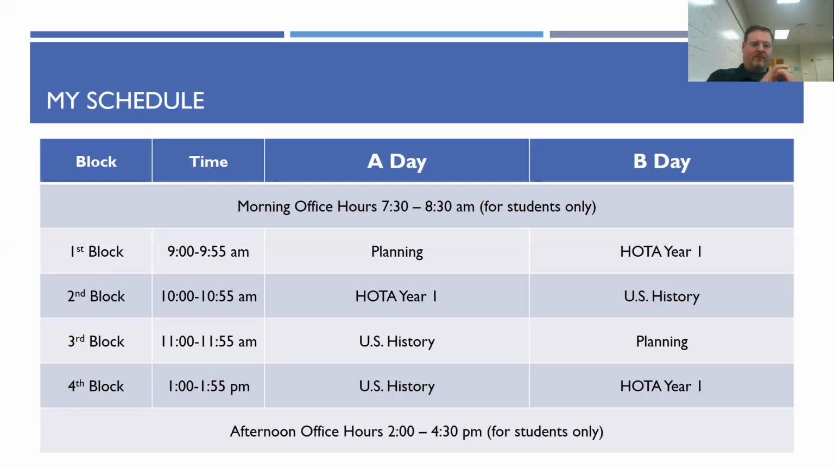On my A day, I've got my planning period first thing in the morning, then History of the Americas Year 1 for second block, then third block U.S. history, and fourth block is my U.S. history. Then you kind of flip it over on B day. I've got first block History of the Americas Year 1, and then U.S. history. Then my planning period will be third block, and then fourth block is History of the Americas, again, Year 1. Also, please remember that from 12 to 1 o'clock, that is lunch. That is for both myself and your students as well.